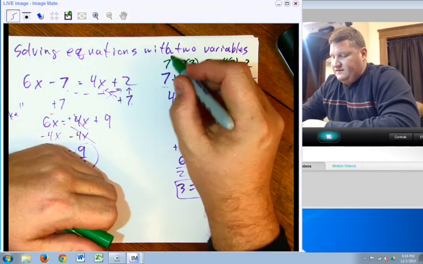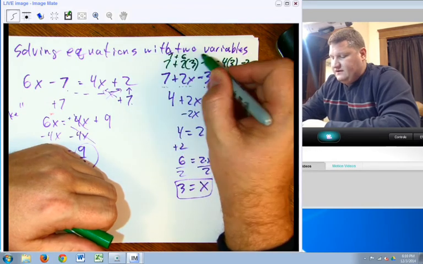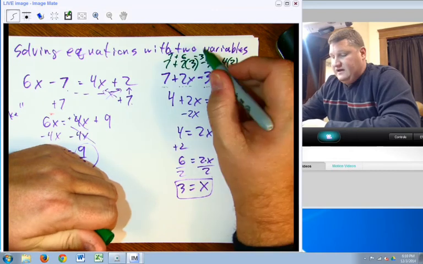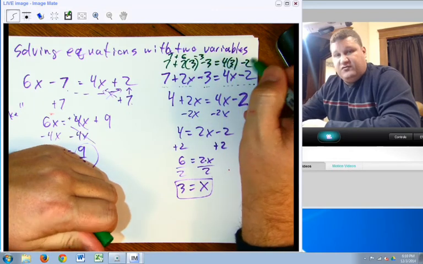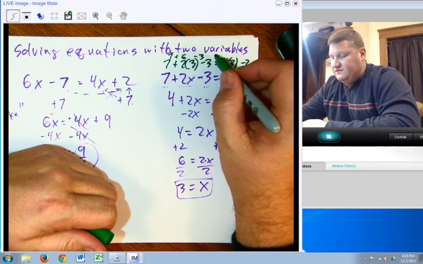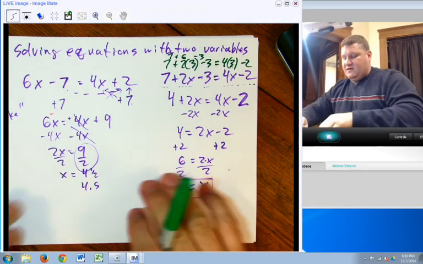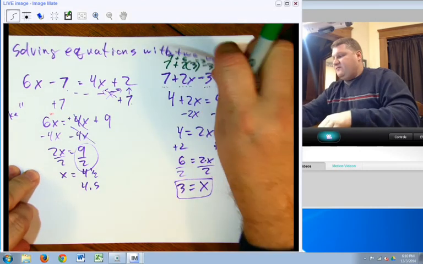Well, I have 7 plus 6 minus 3. Well, that's 13. Take away, that's 10. In this case, I have 4 times 3 is 12. 12 take away 2 is also 10. So if 10 equals 10, it works out. Okay, let's do something slightly more difficult.